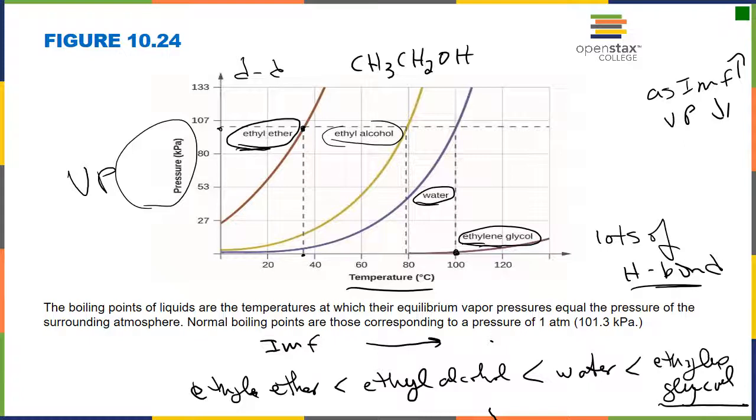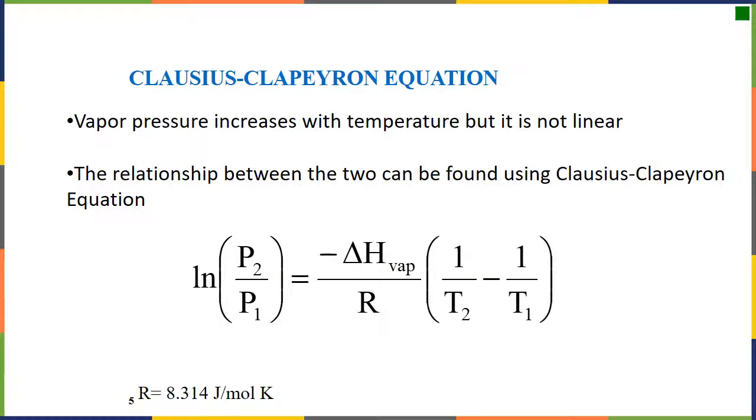Now note, along this dotted line are plotted the normal boiling points. We need to define that. Normal boiling point, we're going to shorthand as an NBP. Normal boiling point, by definition, is the temperature where the vapor pressure is 1 atm. As the intermolecular forces go up, the normal boiling point for a liquid is also going to go up.